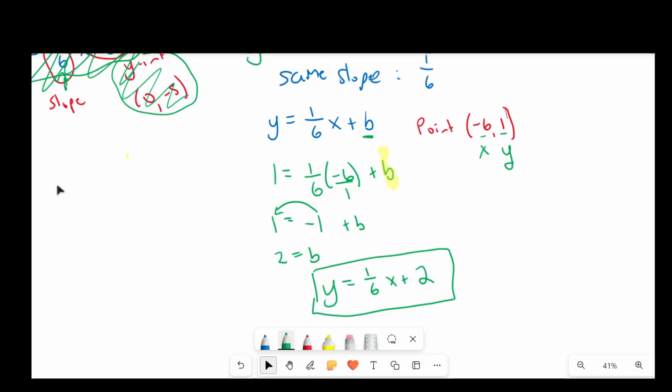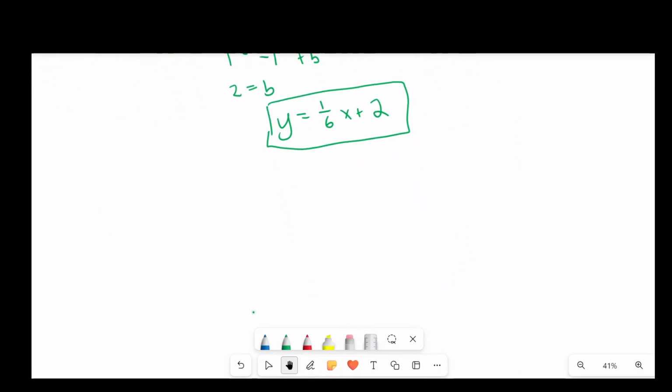Now the question also said put it into standard form. So here's what I remember about standard form. Standard form looks like this.